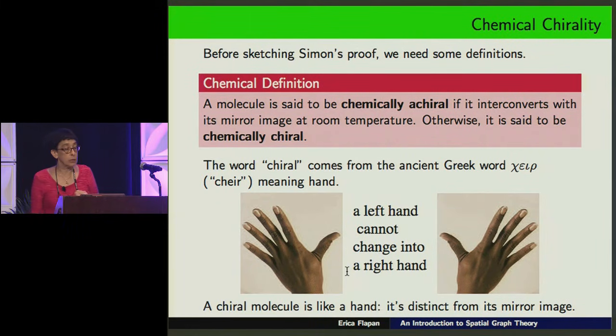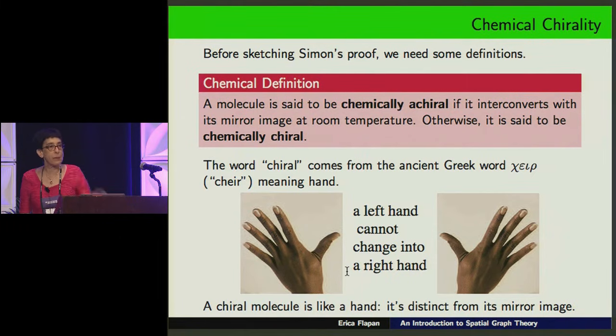So a molecule is said to be chemically achiral if it interconverts, if it changes to its mirror image at room temperature. Otherwise, we say it's chemically chiral. Now, this word chiral or achiral is going to be important for the rest of my talk, and so I want you to remember it.